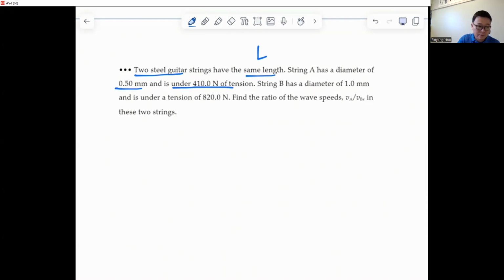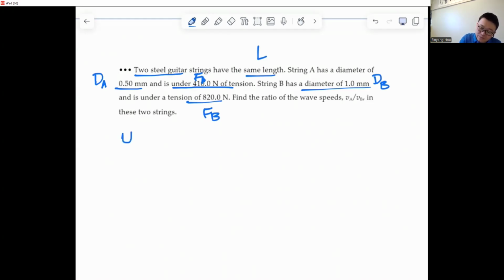Okay, so this is F of A, tension of A. And then this is diameter D of A. And string B has diameter of that, so this is D of B, and under tension of that, F of B. And it wants you to find the speed ratio of the two speeds, VA over VB.